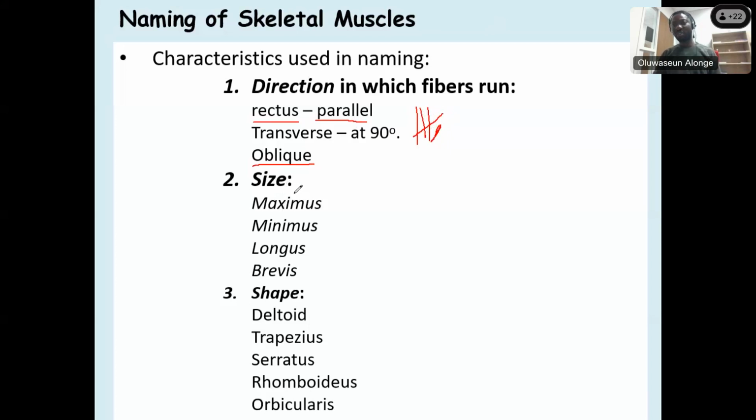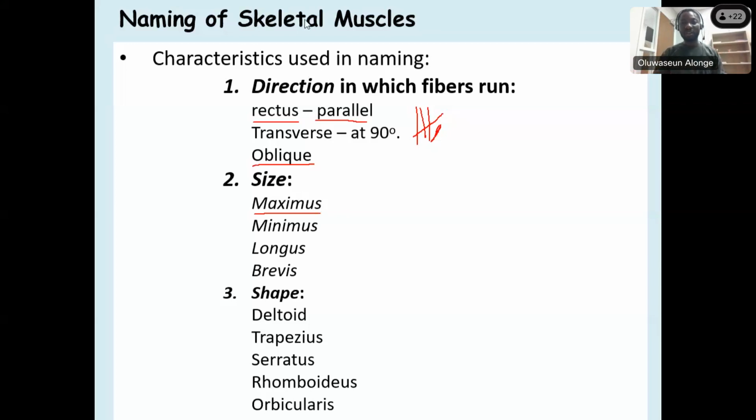Then size of the muscle is also another key. When you see maximus, for instance, it means it is a large muscle. So we call it maximus. So now when you are talking about gluteus muscles, we talk about gluteus minimus, we talk about gluteus maximus, and gluteus medius. So in that case, it means there are three muscles in the gluteal region. The one that is the largest is maximus. The one that is smallest is minimus. The one that is medium sized, it's not the largest, it's not the smallest, you call that gluteus medius. So it simply means the intermediate muscle of the gluteal region.